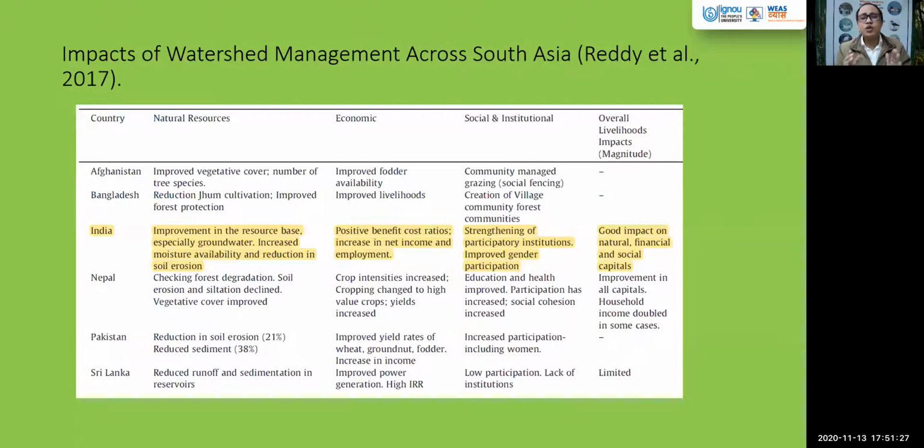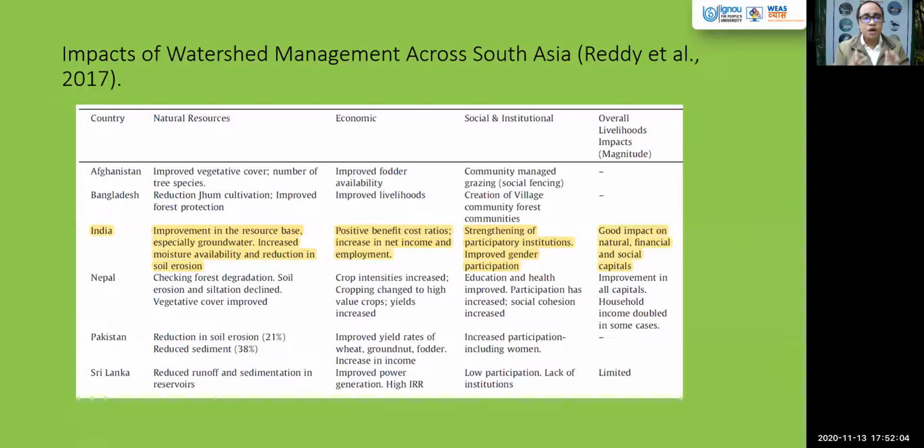So what are the impacts? We are not going into details about the different watershed management programs across the world. But on the other hand, we know that different watershed management programs and policies have been effectively implemented across the world. Some have a good positive impact, and some have not been successfully implemented. So what are the impacts of watershed management? An example across South Asia, we will find in a review by Reddy et al.